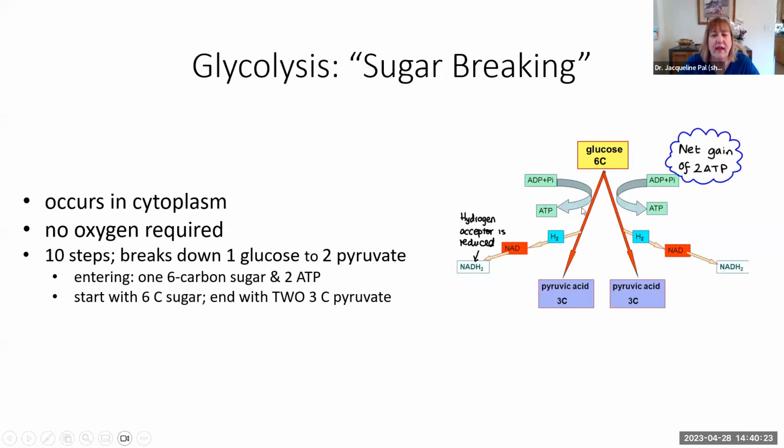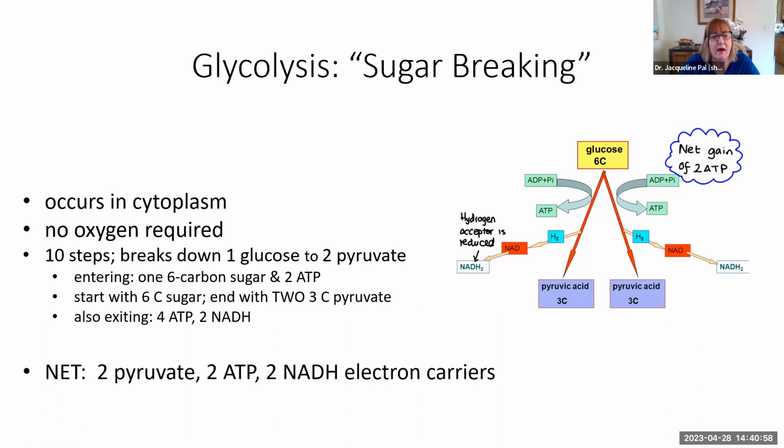And once we have our 3 carbon pyruvic acids at the end, we also will have made a few other things that exit this process. We're going to make 4 ATPs, and we're also going to make 2 compounds known as NADH. Okay, there should be a 2 on the end. No, there shouldn't, just NADH. The 2 here is an error. Oh, I should have fixed that on the picture.